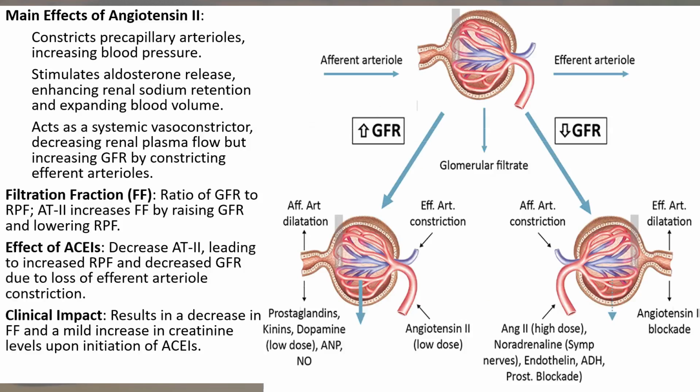But what happens when we introduce ACE inhibitors, like enalapril, into the renin-angiotensin system? These agents are game changers. They decrease angiotensin 2 levels, which reverses its effects. The loss of vasoconstriction leads to an increase in renal plasma flow, and without the preferential constriction of the efferent arteriole, GFR decreases. This dual action results in a decrease in filtration fraction.